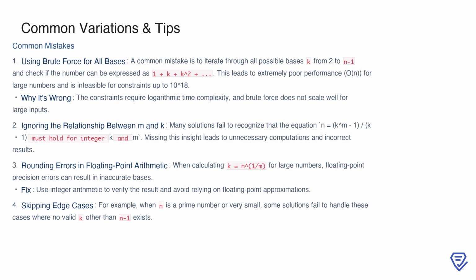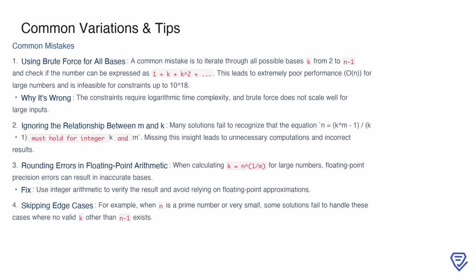Another common issue is ignoring the fundamental relationship between m, the length of the representation, and k, the base. The equation n equals the sum of a geometric progression, specifically (k to the power of m - 1) / (k - 1), must hold for integer values of both k and m. Failing to identify this critical constraint leads to wasted computations and incorrect answers.